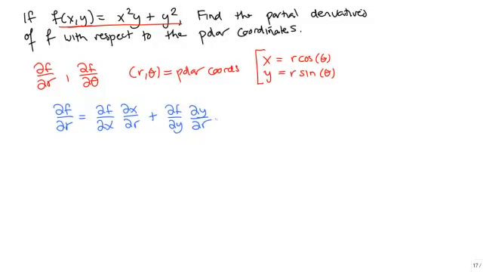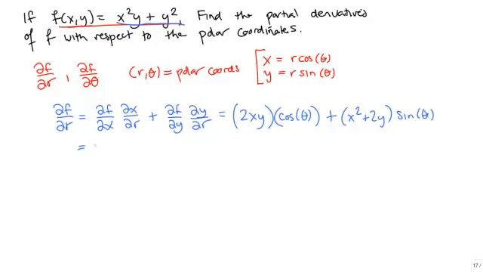And so now let's just fill in the blanks. The derivative of f with respect to x will be 2xy plus 0, times the derivative of x with respect to r. The derivative of x with respect to r is cosine theta, plus the derivative of f with respect to y. If we differentiate f with respect to y, we'll get x squared plus 2y times the derivative of y with respect to r. The derivative of y with respect to r is sine theta.